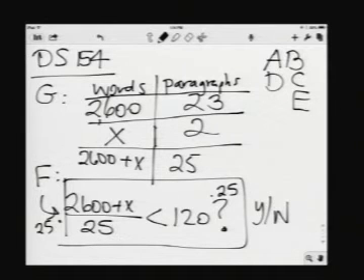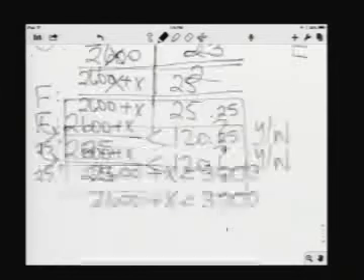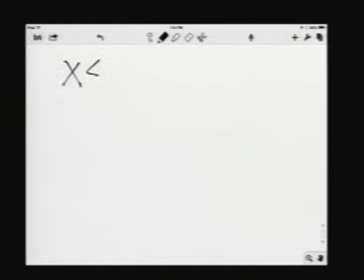Okay, and therefore we get something easier to look at. 2600 plus x is less than... if you multiply, you get 3000. 120 times 25 is 3000. Then subtracting 2600 on both sides, I'm going to go to the next screen. If you subtract 2600, you'll get: is x less than 400?